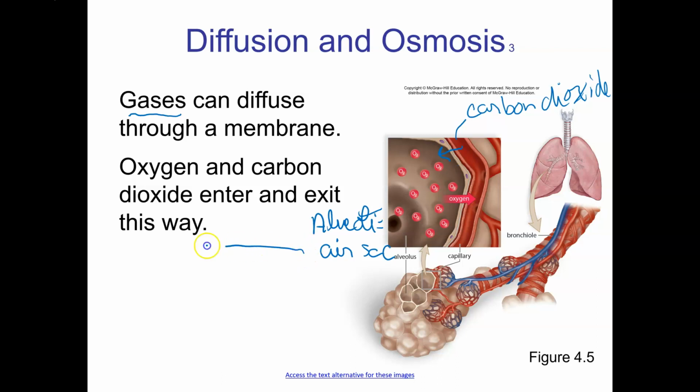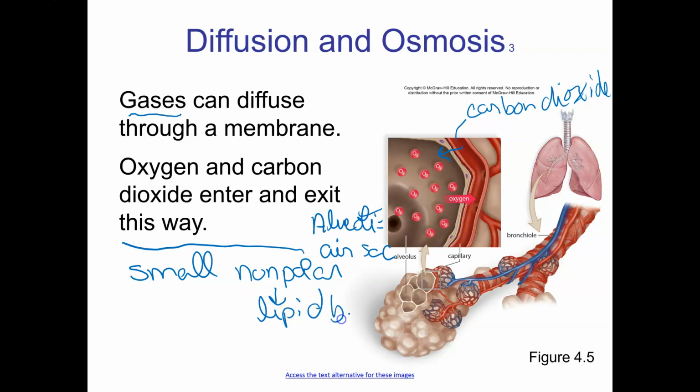Other molecules that diffuse across the membrane are small, nonpolar. And when I say nonpolar, that means non-charged, uncharged. So lipid-based molecules can go right through that plasma membrane. If you're very small and you're nonpolar, you're going to be able to fit through the plasma membrane. If you are polar, or if you are large, you're not going to get through that plasma membrane, and you're going to have to find another route.